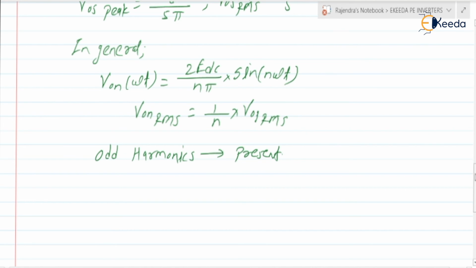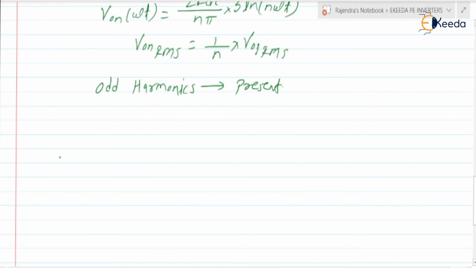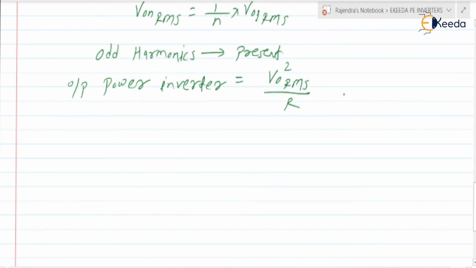Next, what is the total output power? The total output power of the inverter is equal to V0 RMS square divided by R. Or we can write it as V0 RMS into I0 RMS, because the load is purely resistive. That's why the power factor is 1 only.